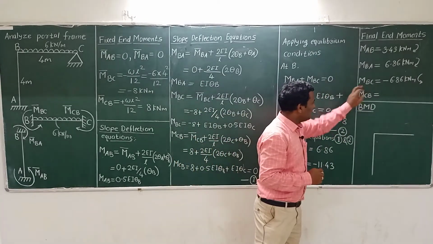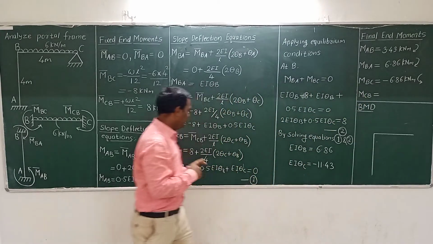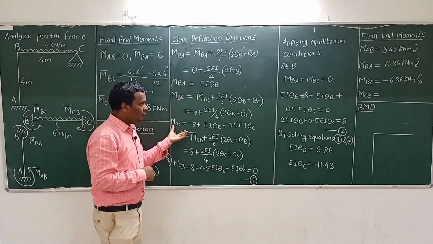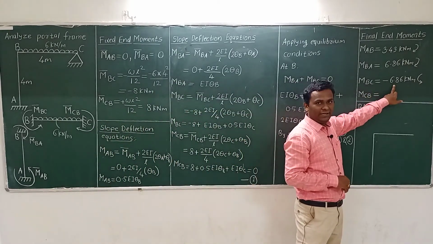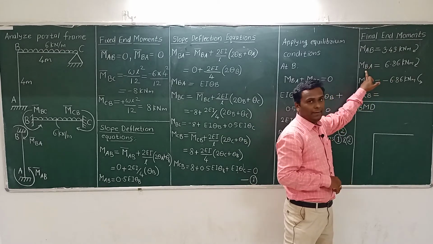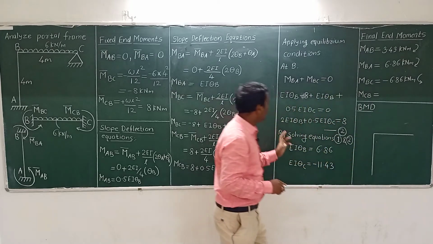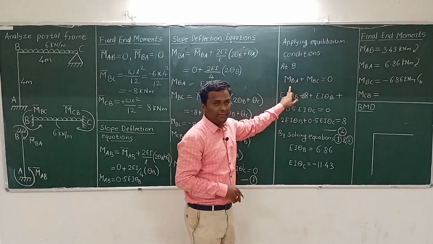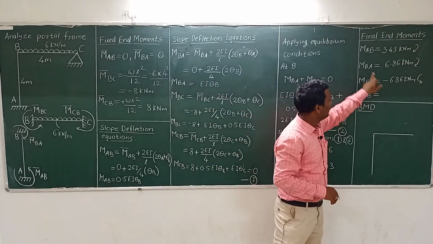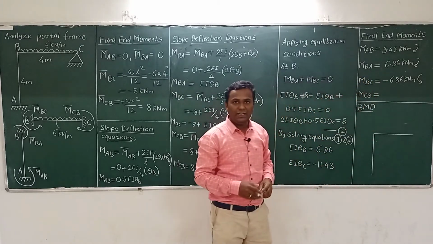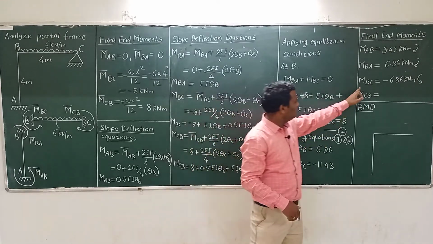Now you can verify your answer at this level only. When you are calculating this MBC using a calculator, whatever value you are getting, here we are getting minus 6.86, it must be equal to MBA, but their signs will be opposite. Means our equilibrium condition gets satisfied, that is MBA plus MBC is equal to 0. If you verify our answers, MBA plus MBC will give a total of 0. So our answer gets verified at this stage.